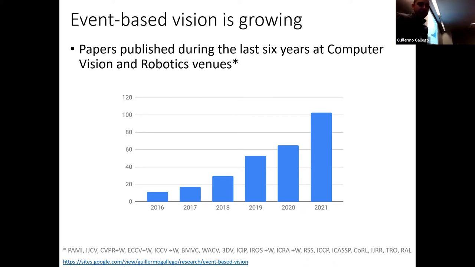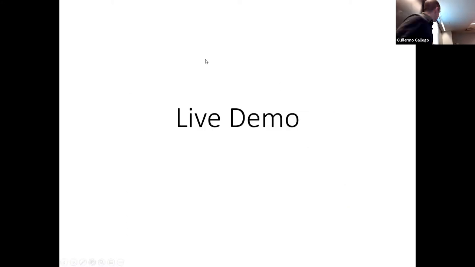But nowadays, the sensors are making their way to the robotics and computer vision community, as you can see in this plot, where we see the number of papers published in robotics and computer vision conferences and journals in the last 6 years or so. Okay, maybe I can make this smaller.